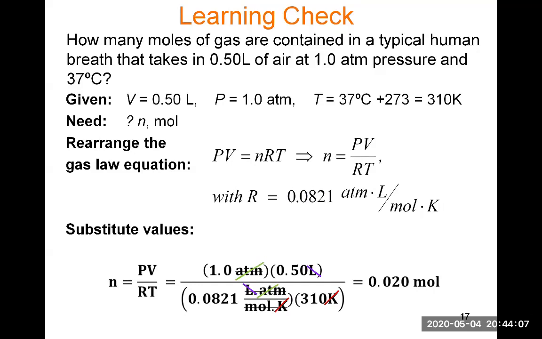So in the calculator, you do 1.0 times 0.50 divided by 0.0821 divided again by 310. Another way to do this is 1 times 0.50, divide, open the parentheses, 0.0821 times 310, close the parentheses, right? You want to tell your calculator that you want to multiply the two denominators together before you divide by their product. And that would give you the same answer.